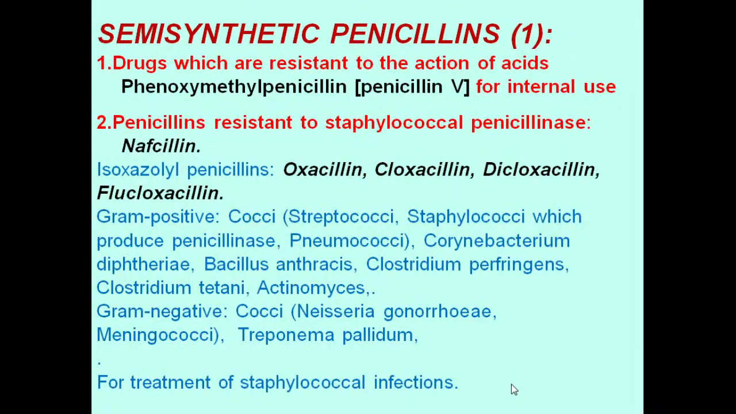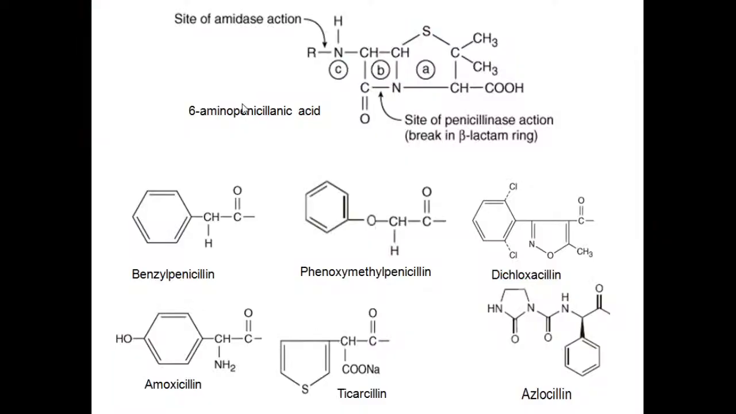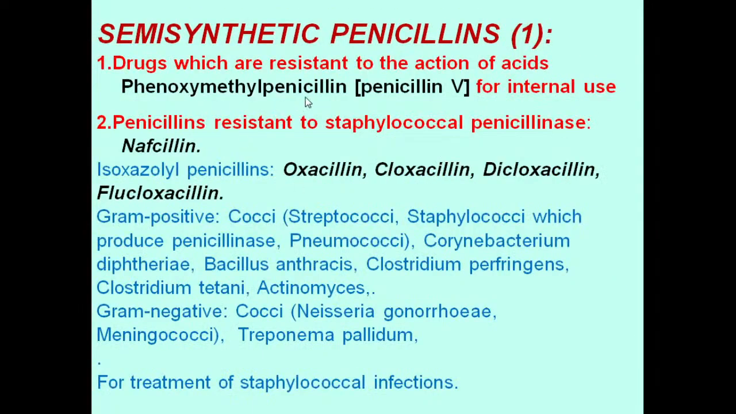And the first semi-synthetic penicillins, the first was phenoxymethyl penicillin. In USA, penicillin V. Look, this is benzyl biosynthetic and this is phenoxymethyl. Very small chemical difference, very small. But the agent is acid resistant. That is why phenoxymethyl penicillin was the first oral penicillin.